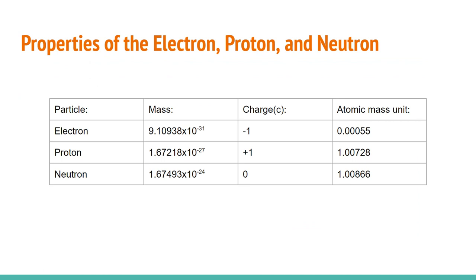So the first one we have is electron. We can ignore the mass and the AMU for right now. Well, it'll come back next video. But the charge of an electron is -1. And the reason why is because it's a negatively charged particle. And then proton, which is located in the nucleus, has a charge of +1 because it is positive. And neutron has no charge.